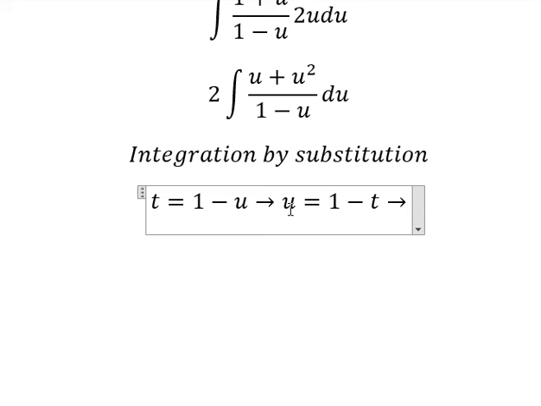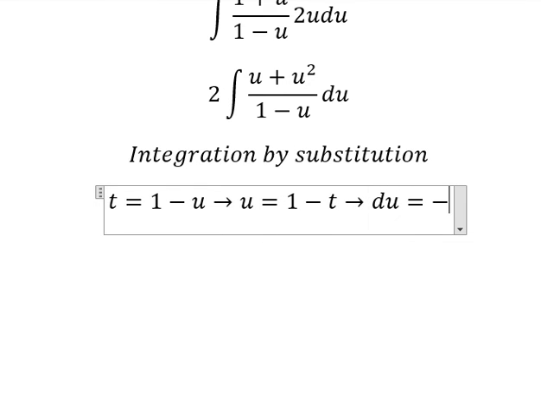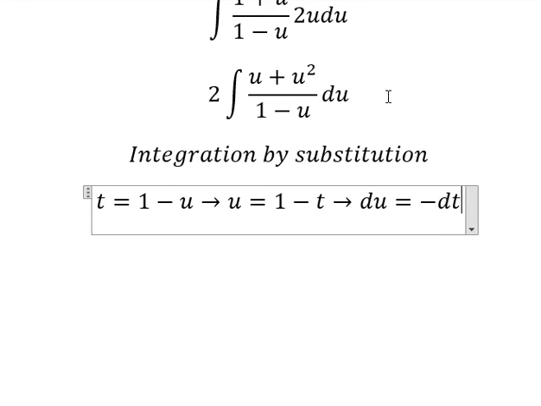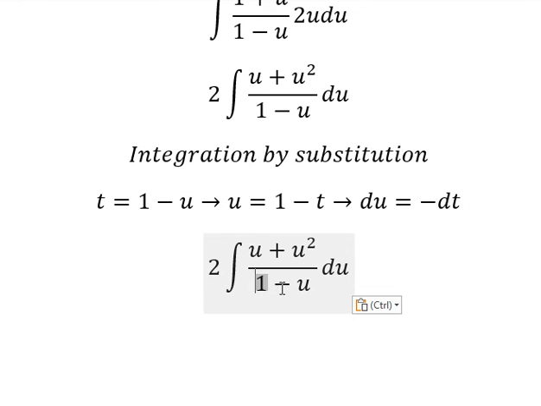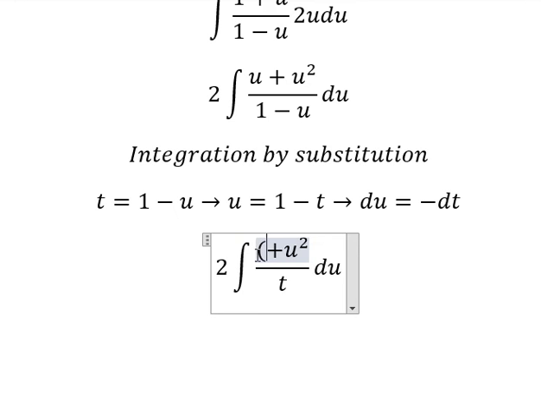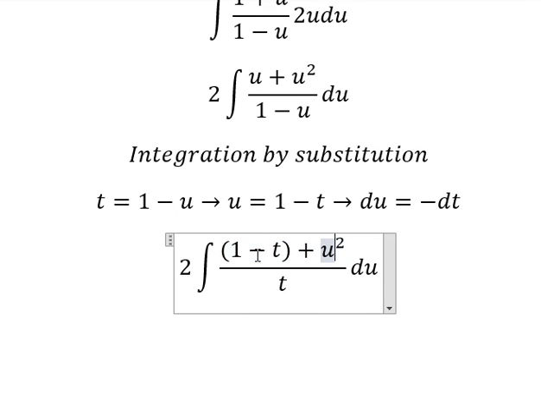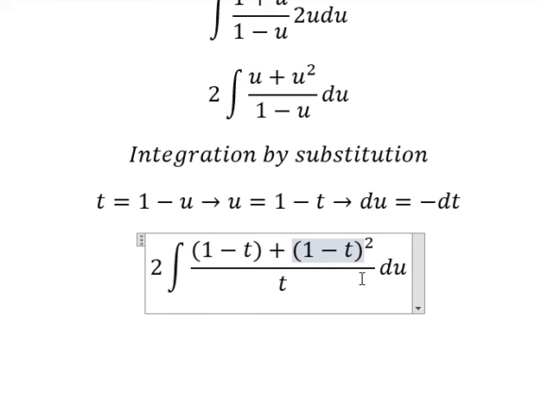Later we take the first derivative of both sides, and we have negative dt. So 1 minus u will change to t, u will change to 1 minus t, and 1 minus t. Du will change to negative dt.